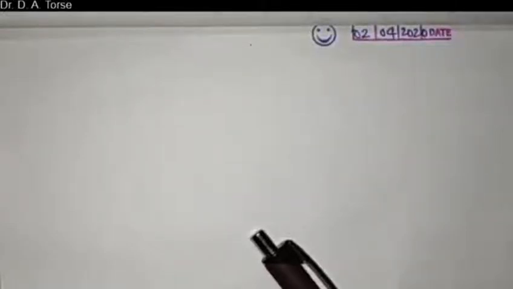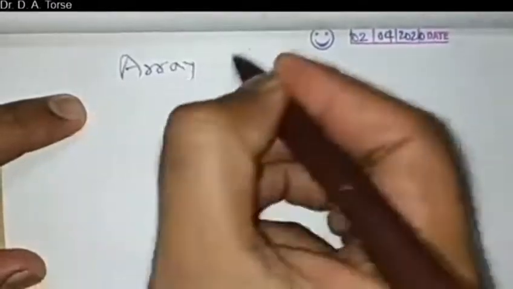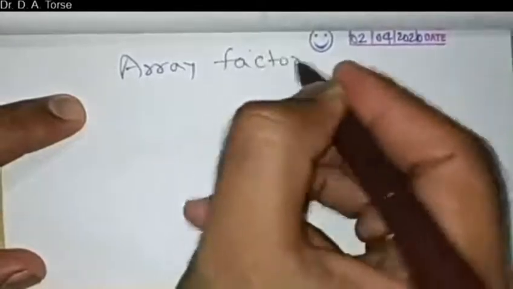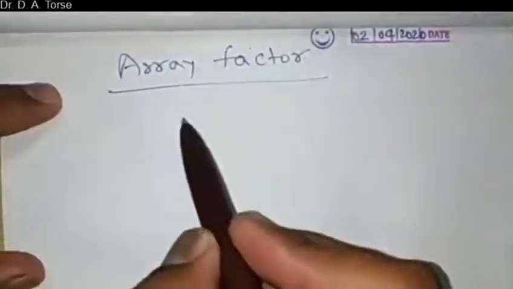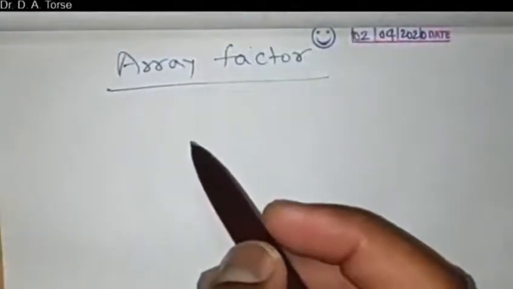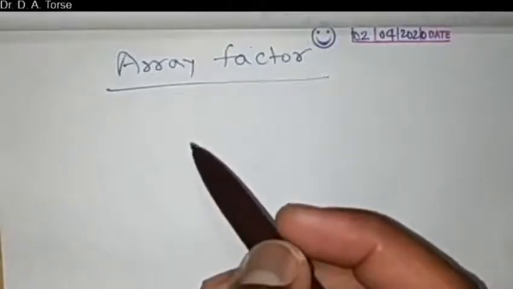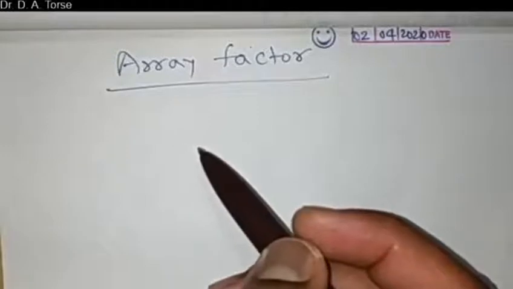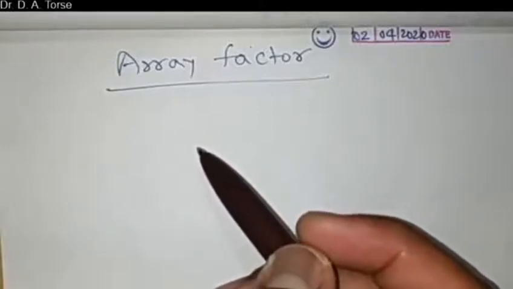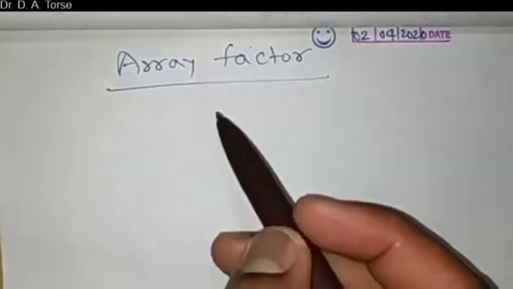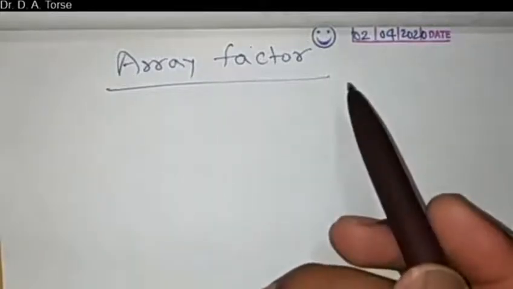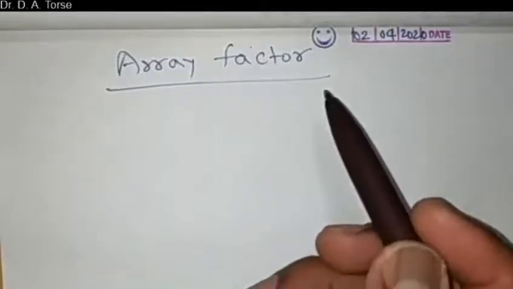Hello, in this video we are going to discuss derivation for array factors. In the previous videos we have seen an array of two isotropic point sources of equal amplitude and same phase in one case, which is called a broadside array, and the second case equal amplitude but opposite phase, which is called an end fire array.